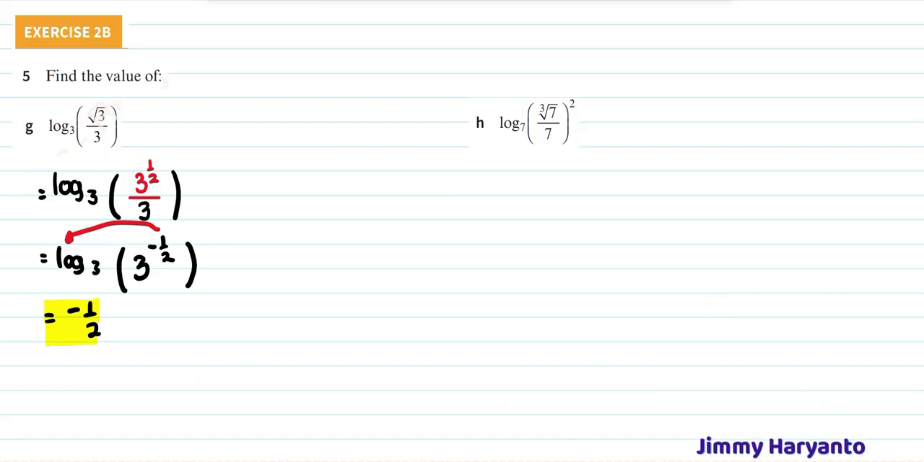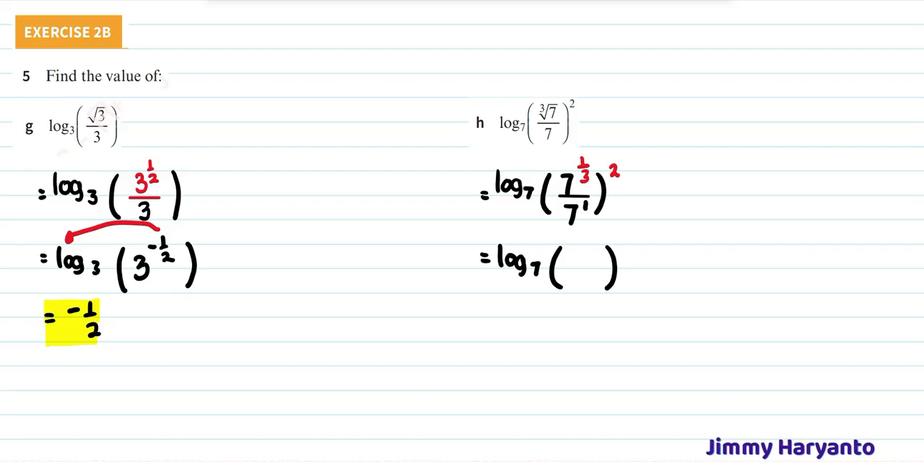For the second one is the same, log 7 still there, and then this one is 7 to the power of 1 over 3 because it's cube root, divided by 7 to the power of 1, and also we have 2 after the brackets. So first you have to subtract the powers. 1 over 3 minus 1 equals negative 2 over 3, and then we have 2 outside. It means we can multiply the powers.